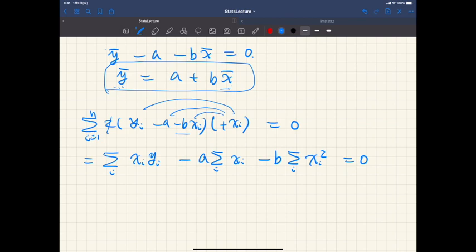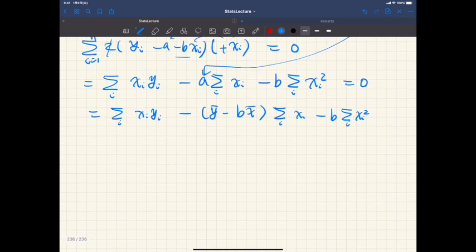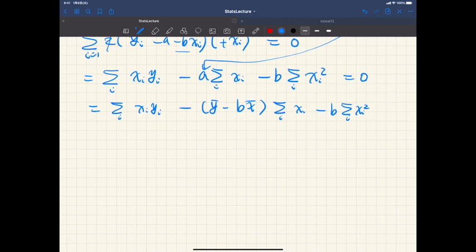Let's see what we can do now. From this, I think we can get rid of a. So a is equal to y bar minus b x bar. Let's put this a into here. So we get sum of xi yi minus y bar minus b x bar times sum of x, and minus b sum of x squared.